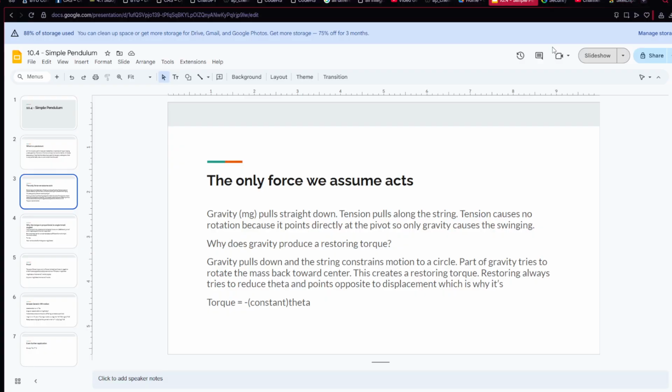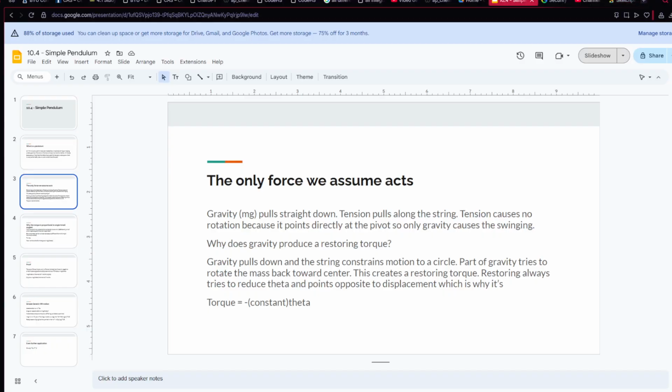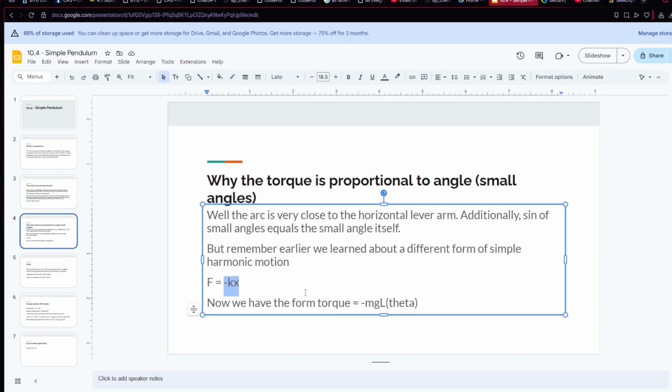Now let's go back to the slide so I can explain a little bit further. Notice that this entire term is constant. It kind of looks like the spring formula that we've learned before: F equals negative kx, where k and theta are equivalents, or x and theta are equivalents, because x is displacement and theta is angular displacement. So essentially two terms here.